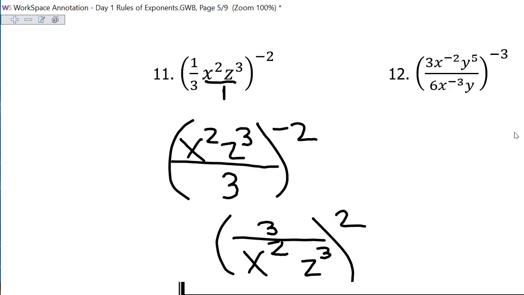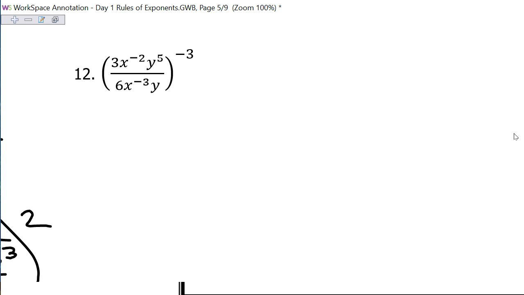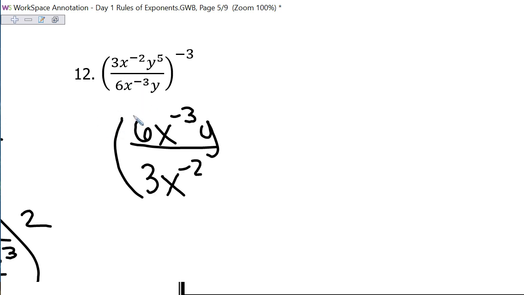Number 12. Any suggestions on where to start number 12? Flip a fraction, we can do that. So the 6x to the negative 3y goes to the top, and 3x to the negative 2y to the 5th goes to the bottom, and negative 3 changes to a positive 3. What's your next suggestion?